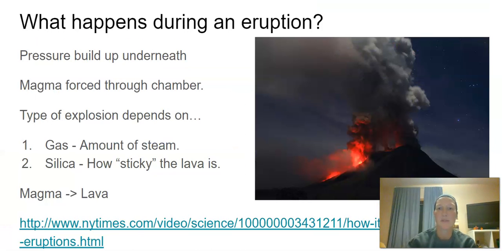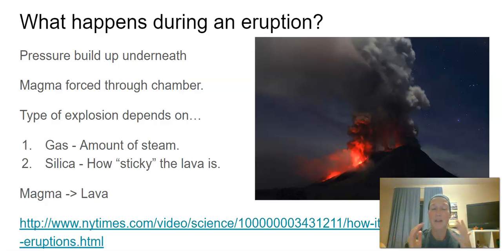Now, what happens during an eruption? What happens is pressure starts to build up underneath. Remember, in this hot volcano, magma gets really hot. And so this magma then is forced through the chamber, which is its skinnier area. And then it's going to erupt.